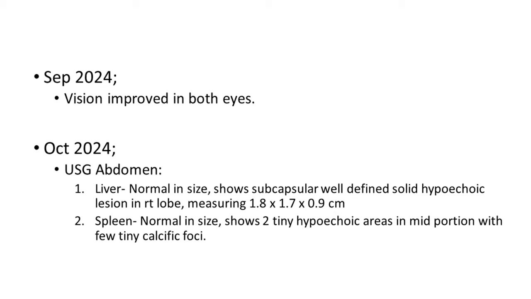Everyone was happy. But in October, when he came back with a USG abdomen, so for our patients, 3 to 6 monthly, we do the imaging for our MDR TB patients. It is a very individualized approach. That had picked up a well-defined solid hypoechoic lesion in the right lobe of the liver, around 2 centimeters in size, and tiny hypoechoic areas in the mid portion of the spleen with tiny calcific foci.